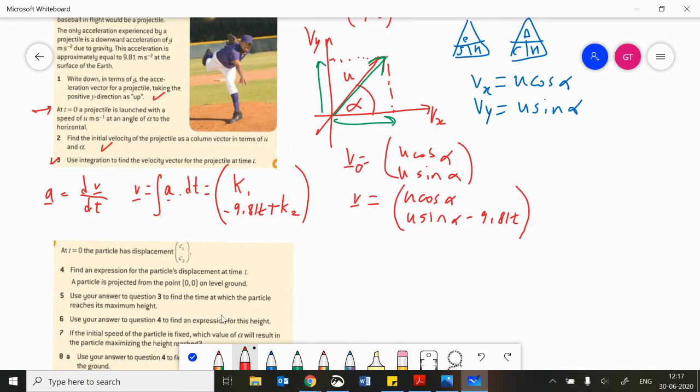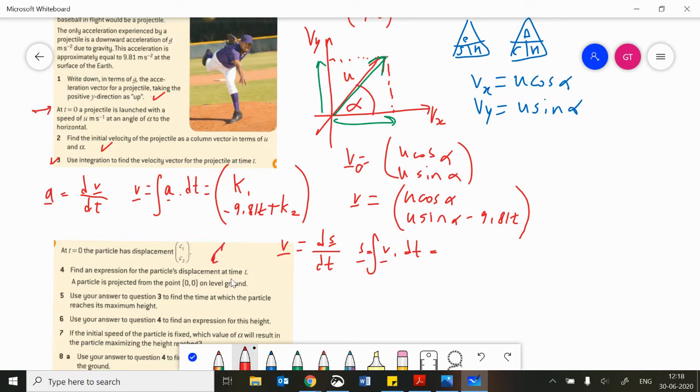So for part 4, it says find the expression for the particle's displacement at time t. We know that velocity is equal to the derivative of your displacement. Remember, we're talking in vectors here. If you integrate your velocity, you should get a vector for displacement. We need to do that with respect to time, so we're going to integrate this thing here.